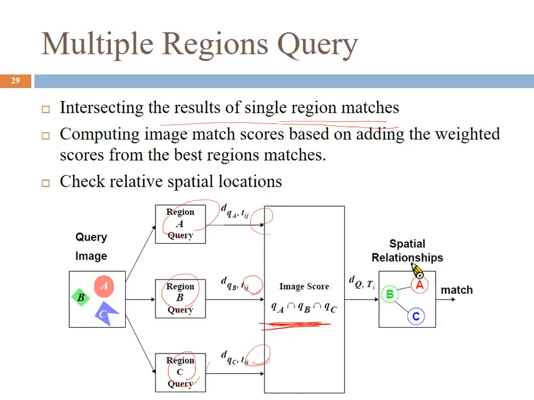And then finally, we check the spatial relationship between these multiple regions, whether region B is at the depth of region A, whether region C is at the right of region B. Okay, we can check that, and then finally we filter out the results that don't match these criteria, and finally we get the final result.